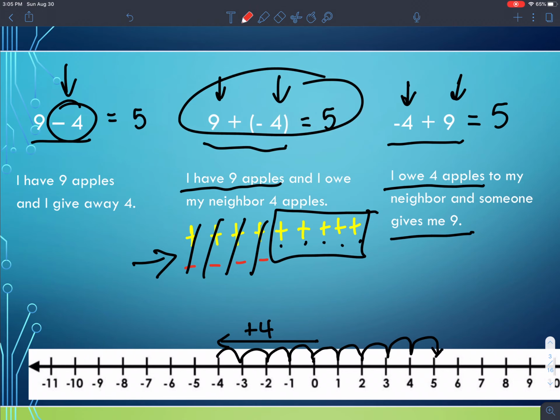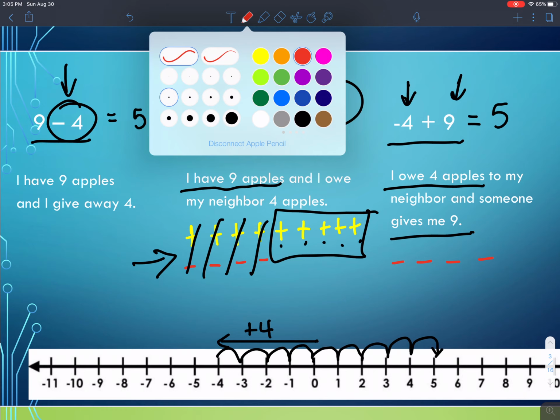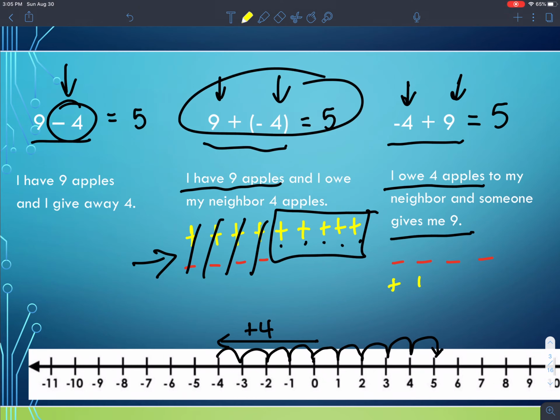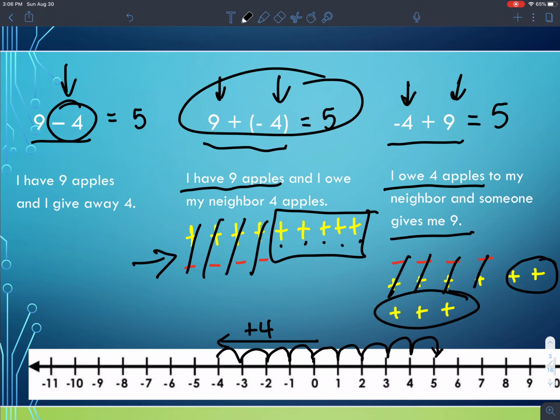Again, you can represent this as 1, 2, 3, 4 negatives and 9 positives. 4, 5, 6. If you run out of room, just come on down. 7, 8, 9. And cross out 1, 2, 3, 4. And what you have left is 1, 2, 3, 4, 5.